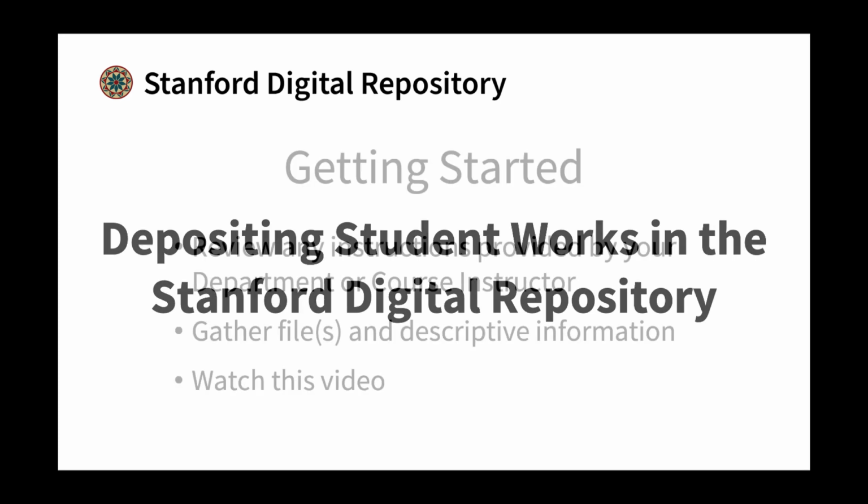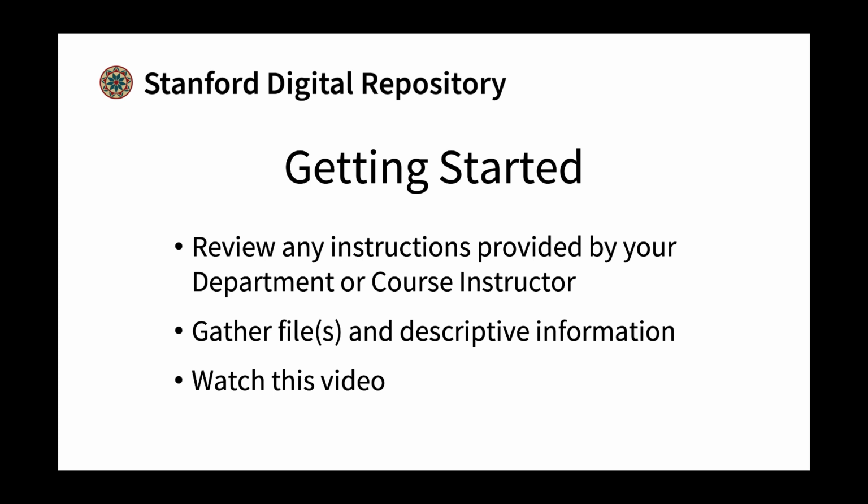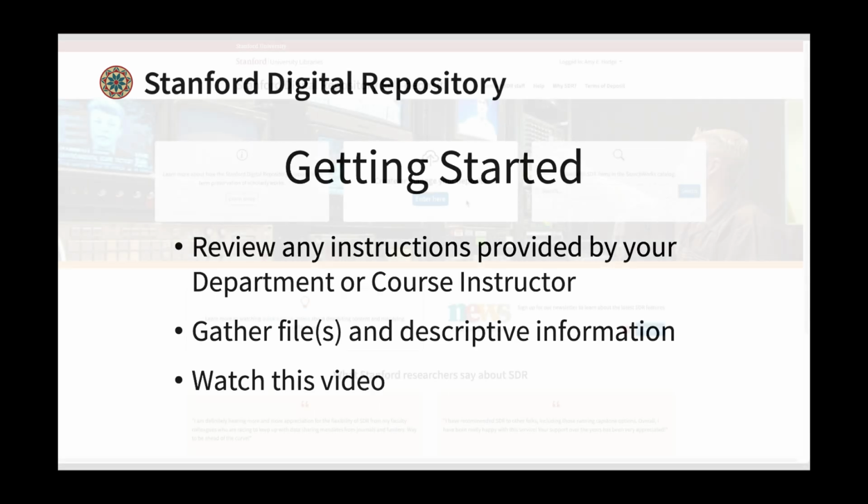To get started, review any instructions that may have been provided by your department or course instructor. Gather together the files that you will upload and the descriptive information about your work that you will need to enter into the deposit form, such as title, authors, abstract, and keywords. And then watch this video, which provides all of the basic information that you'll need to complete your deposit. It should only take about 10 minutes or less to complete your deposit if you do these things first.